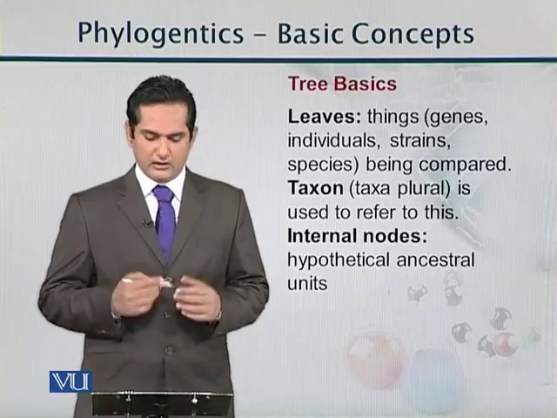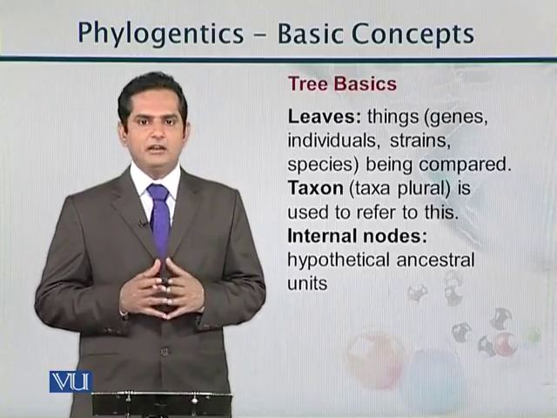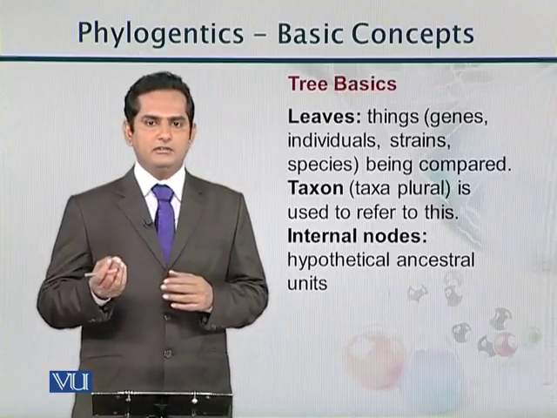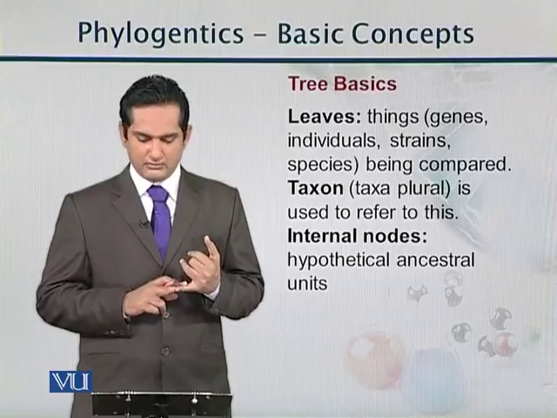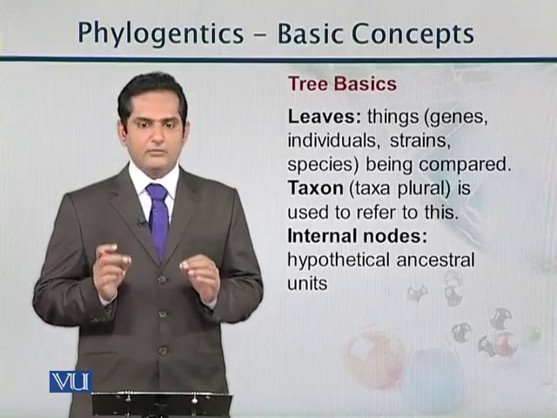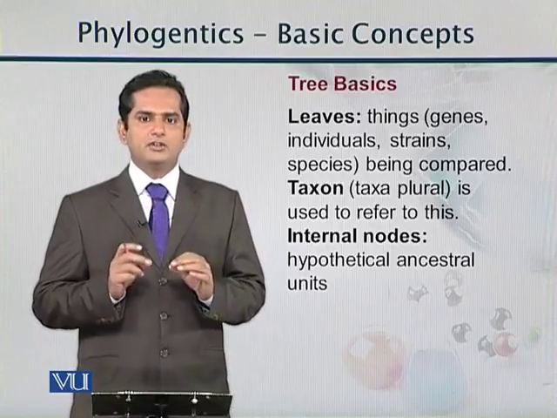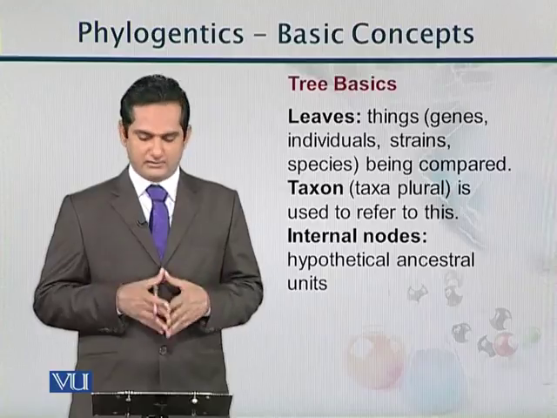The third one is basically the different tree things, like leaves. Basically, leaves, what are leaves? Leaves are things which are shown on a tree. Things can be our species, our organisms, our genes, or our strains. For showing this information, we use the word taxon, and the plural of this one is taxa.